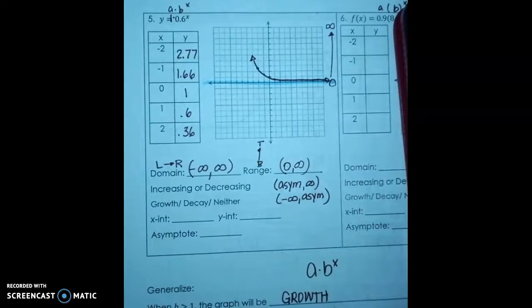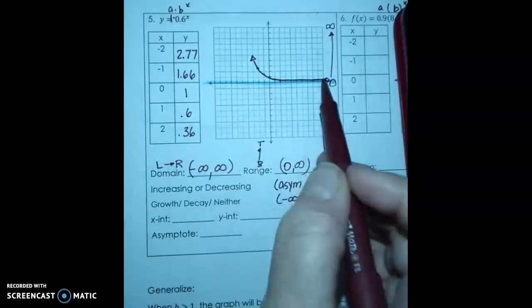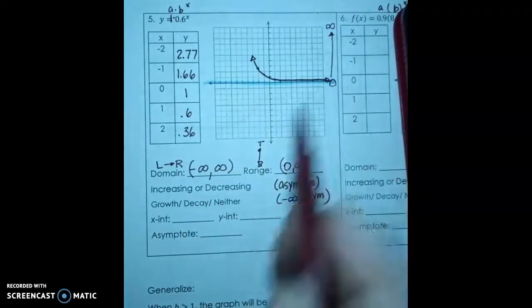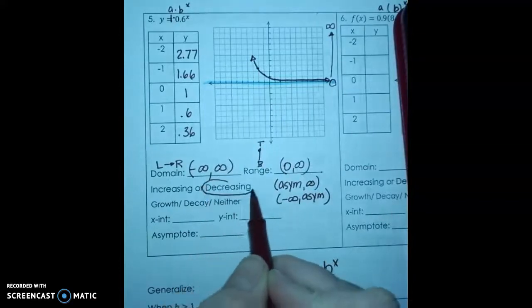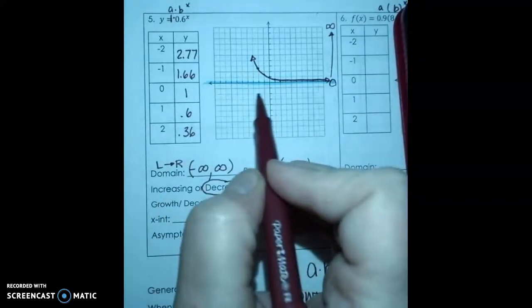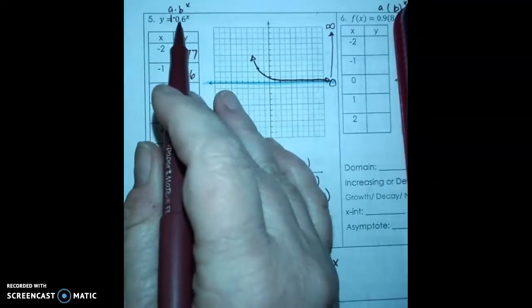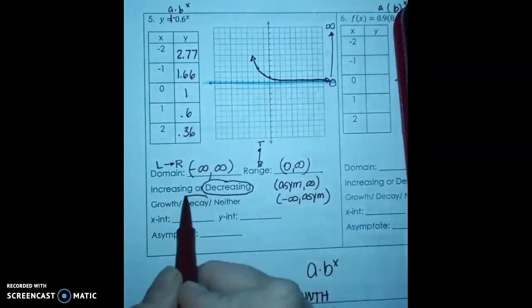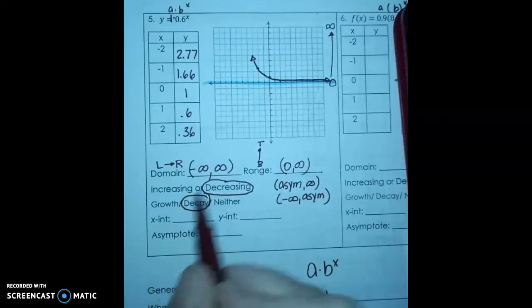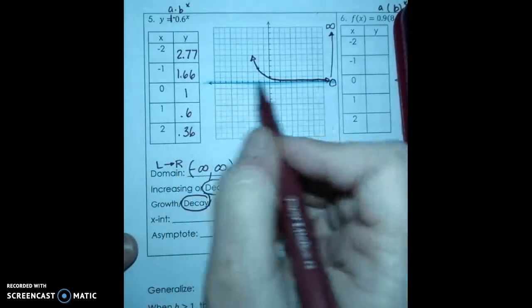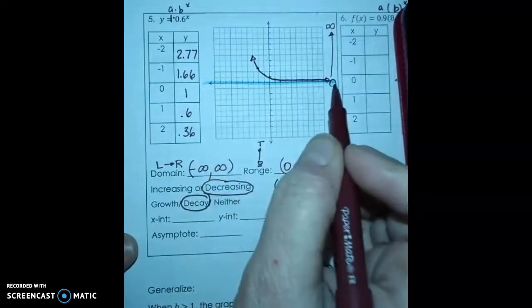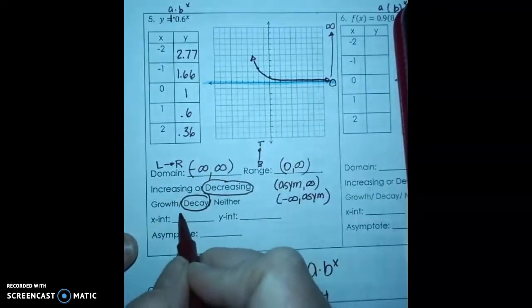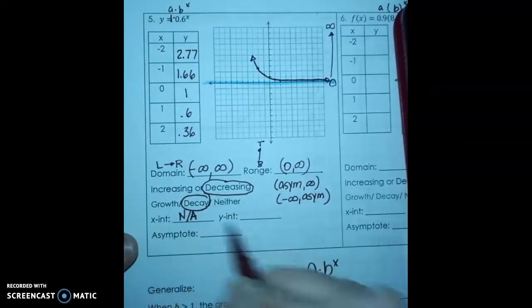You can't be equal to 0 because that's the asymptote, and you can't be equal to infinity. So they're both parentheses. As I go from left to right, my graph is falling, so it's decreasing. It is a decay graph. If I check my b value, it's between 0 and 1, which means this is a decay. Okay. In this case, there's no x-intercept because the x-axis is the asymptote, so we'll never touch that. So we're going to write not any in there.